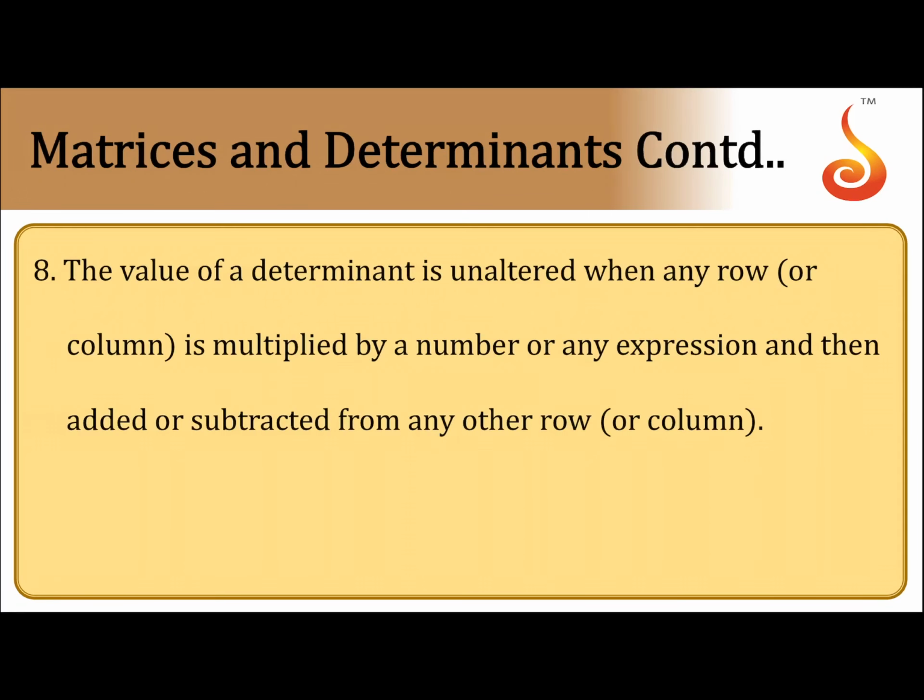Coming to the next one, the value of the determinant is unaltered when any row is multiplied by a number or any expression and added to or subtracted from any other row. That means adding scalar multiples of the elements of one particular row to the corresponding elements of another row does not alter the determinant value. Same thing with the columns also.